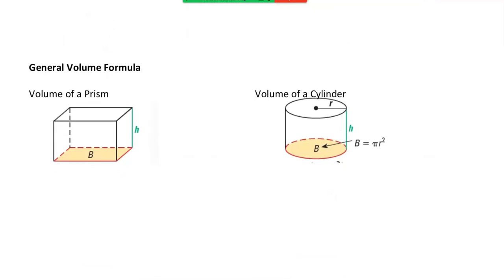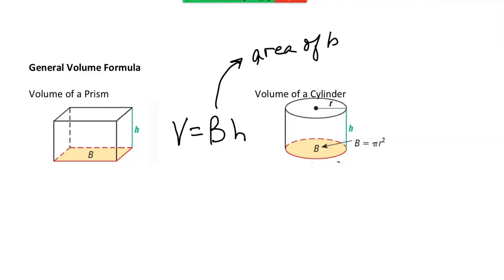Let's talk about the general volume formula. The good examples are the volume of a prism and the volume of a cylinder, and both formulas are the same. Volume equals the area of the base, that's what this big B means, times the height, which is the distance between the bases. The base is the section shaded in orange. Your height is the part covered in green. Volume is the area of the base times the height.